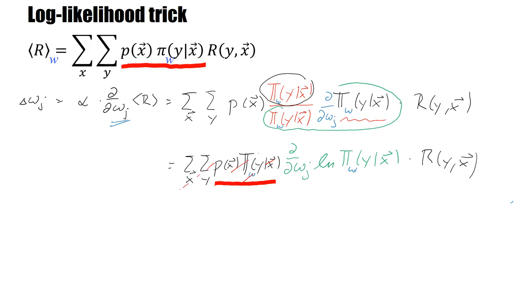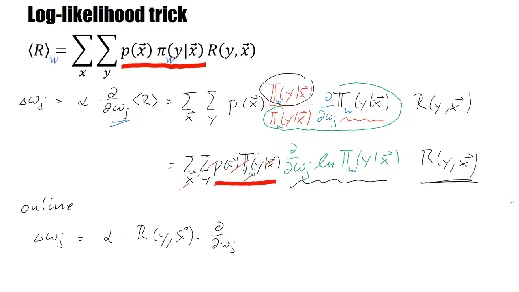And therefore, I arrive at the online rule: delta wj equals alpha. And then I take the reward part, r of y and x. And then I take the green term here, d/dwj logarithm p_w of y given x. And this is the final result.